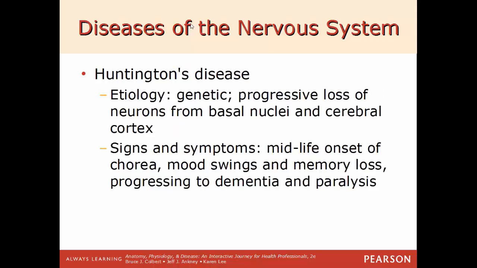stimulation. Huntington's disease, etiology, this is a genetic disease. It's a progressive loss of neurons from the basal nuclei in the cerebral cortex. Signs and symptoms: there's a midlife onset of chorea, which is a neurological disorder that's characterized by very jerky movements, particularly of the shoulders and the face and the hips. Mood swings, memory loss. This will progress to dementia and then eventually paralysis.